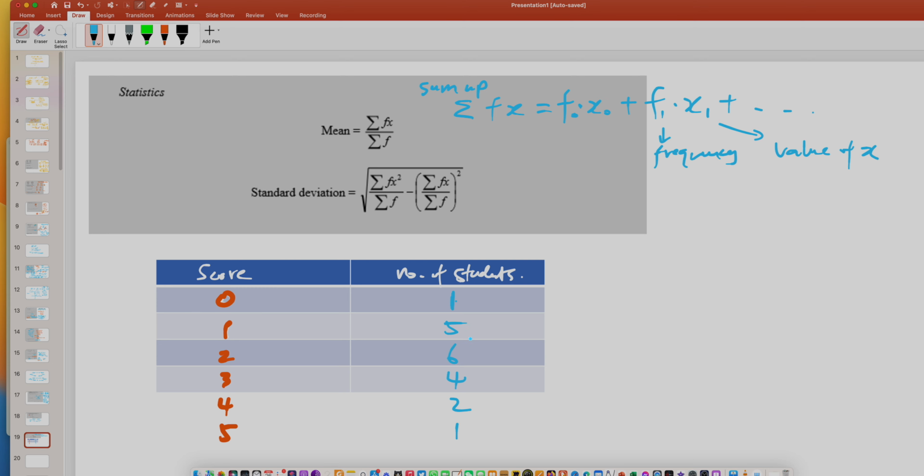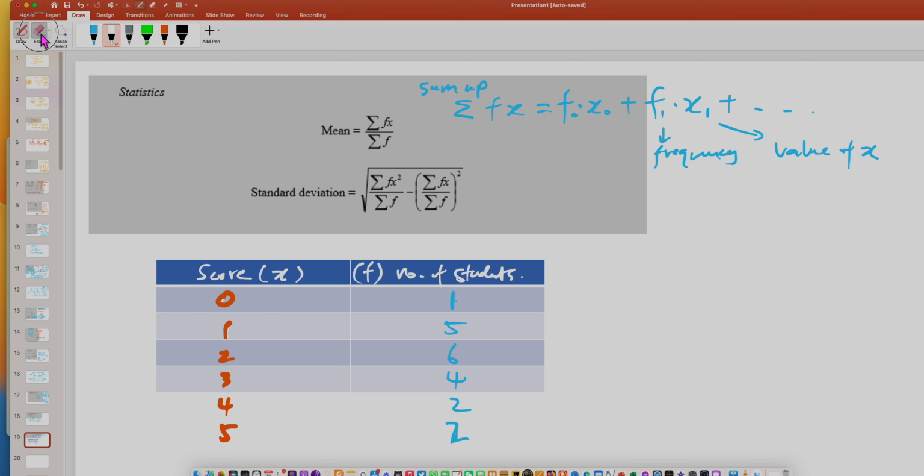So the total number of students is how much? 10, 15, 16, 19, 20. I want to make it 20 students. Okay, done. So if you have this table, how do you find the mean? Can you see that this is actually your frequency? The frequency of the score. And this is actually your x.